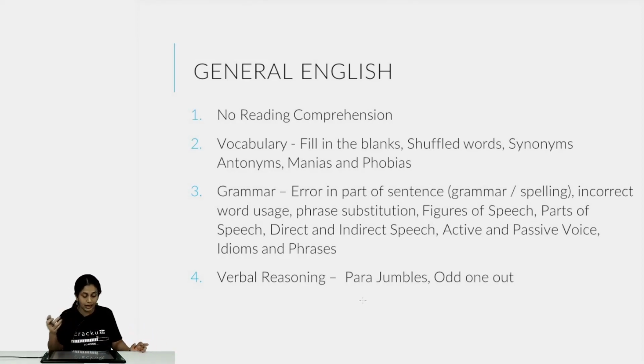So basically you will be asked to find the error in the part of the sentence, which part of the sentence has an error. That error could be a grammatical error, it could also be a spelling mistake. So you have to be careful of both parts. You might think that, okay, if it's grammar and sentence correction, I can assume that all words are properly spelled. That is not the case. Some words might be misspelled.